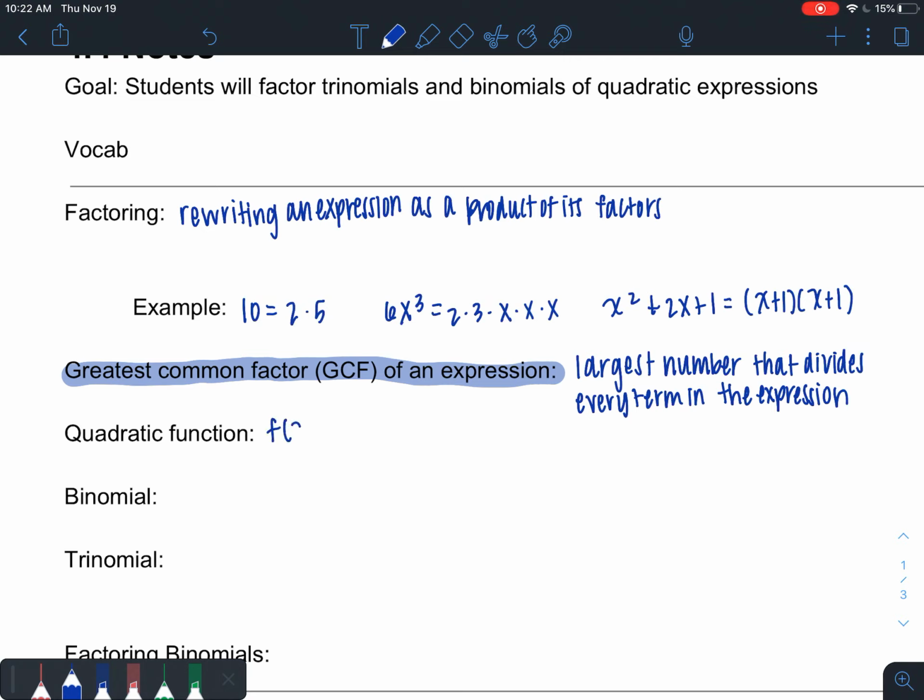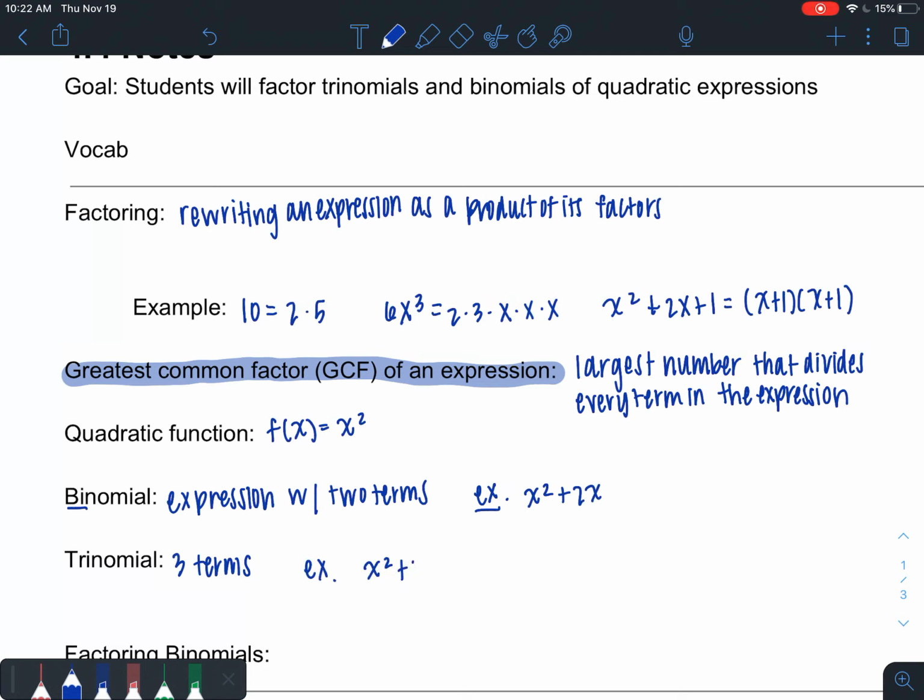Okay, we talked about quadratic functions before. It's f of x equals x squared. Those were previous notes. A binomial is an expression with two terms, hence the bi. So an example of that would be x squared plus 2x. And then a trinomial is three terms. For example, x squared plus 3x plus 6.